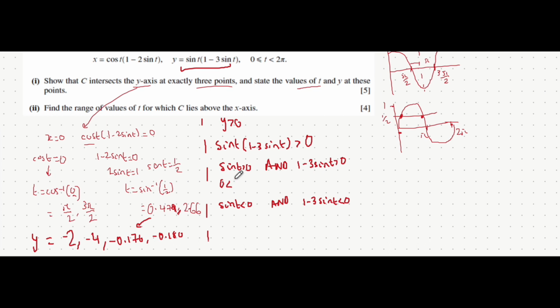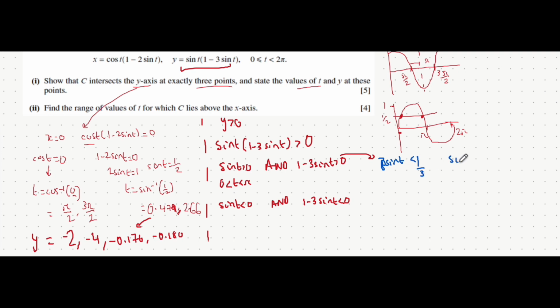So let's form that. It's when t is between 0 and pi. That's where sine t is bigger than 0. If we look specifically where 1 minus 3 sine t is greater than 0, we have to do a bit more working out here. Let's do it in a different color pen actually. We're going to rearrange this by adding 3 sine t to both sides. So 3 sine t is less than 1. Divide both sides by 3.